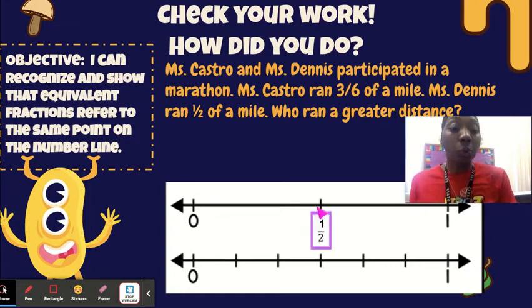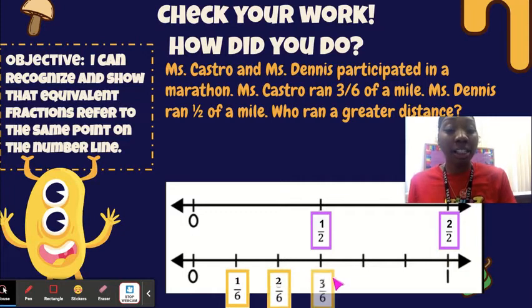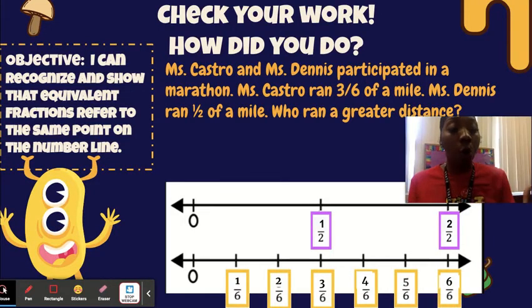We know that this is 1/2, or 1 of 2 parts. And then this would be 2/2, or 1 whole. And then we're going to label our second number line. So we have 1/6, 2/6, 3/6, 4/6, 5/6, and 6/6, or 1 whole.